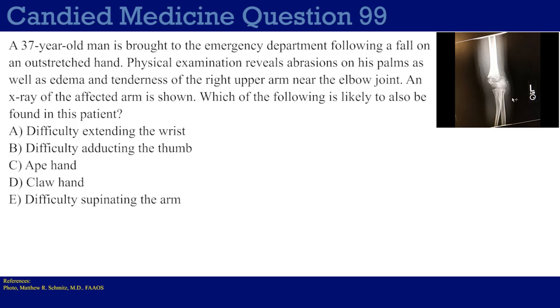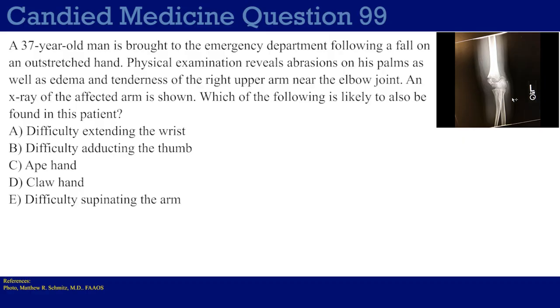A 37-year-old man is brought to the emergency department following a fall on an outstretched hand. Physical examination reveals abrasions on his palms as well as edema and tenderness of the right upper arm near the elbow joint. An x-ray of the affected arm is shown. Which of the following is likely to also be found in this patient? And we have this image here which looks like the elbow joint of one of the arms.